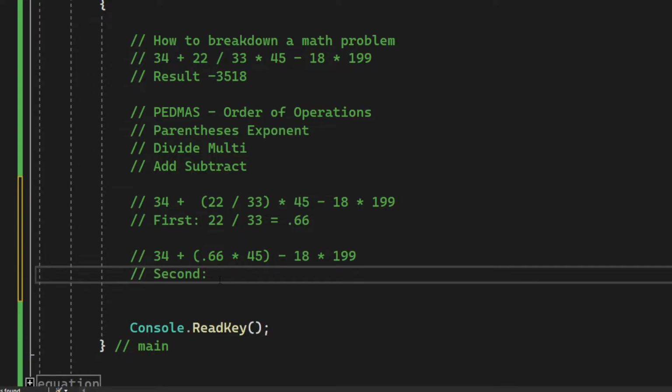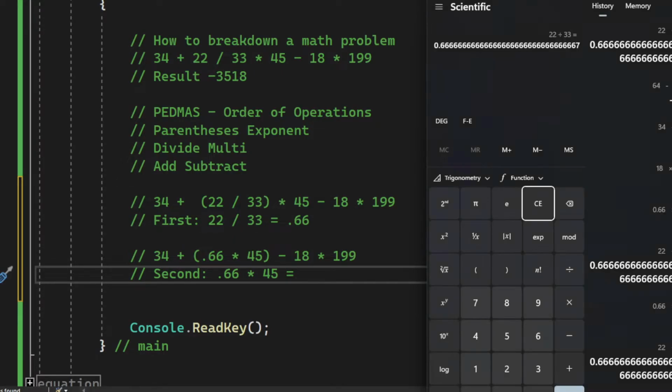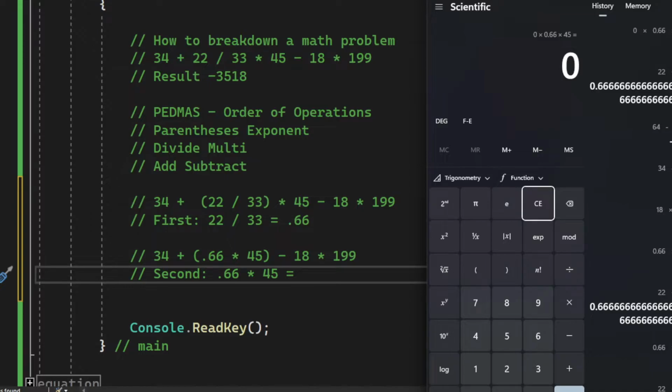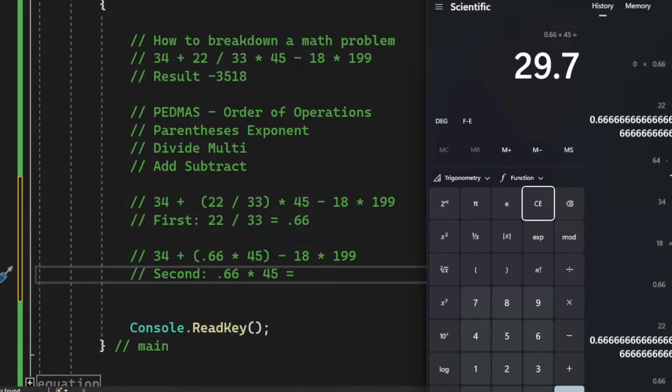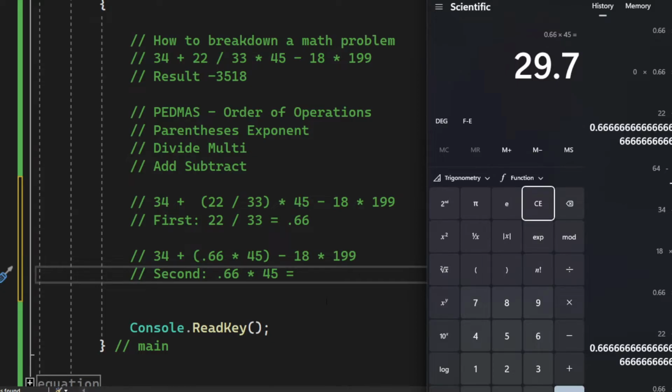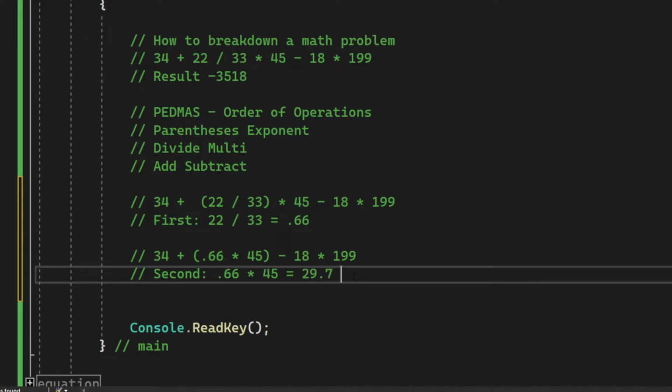Our second operation is going to be 0.66 times 45 equals, and we're going to bust out the calculator, 0.66 times 45. Here we go, 29.7. So we're going to put 29.7. You might actually find that it returns a value of 30. We're going to go with 30, not just because it's a rounder number, but because I'll show you the tool I use. There's actually more mathematics going on behind it. So we're going to go with 30.